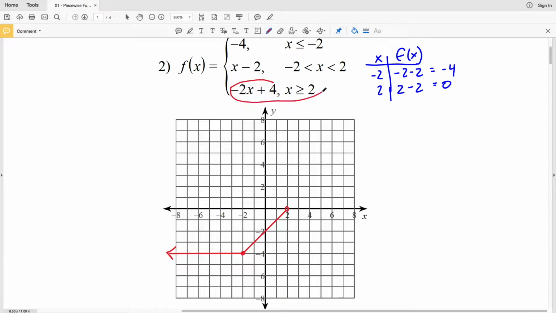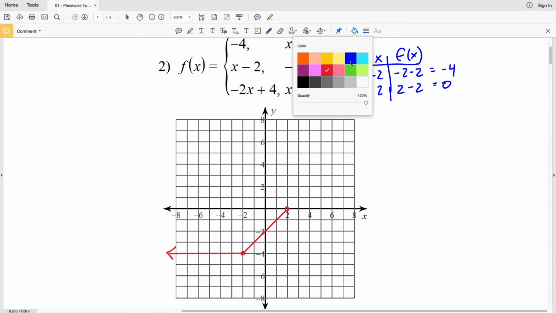And now we'll pick up when x is greater than or equal to 2. So whatever value this is will be a filled in circle.